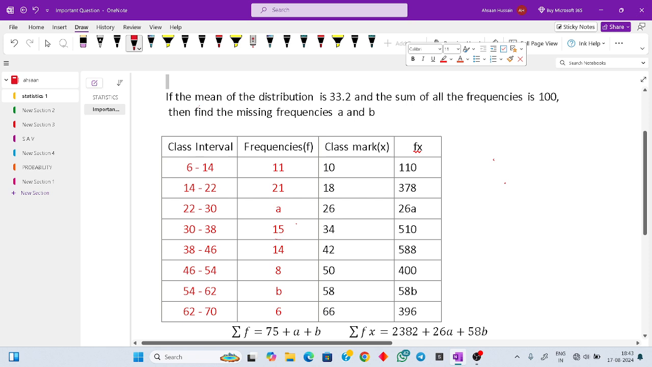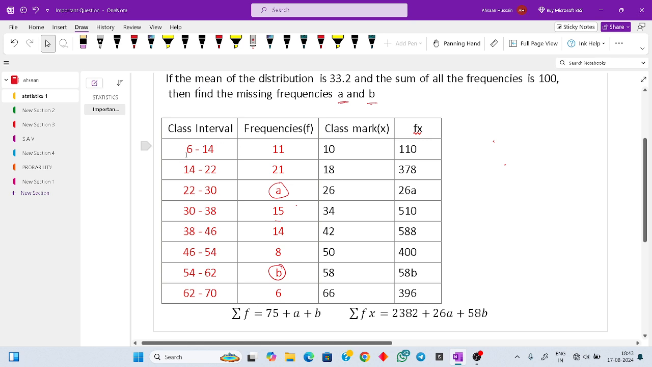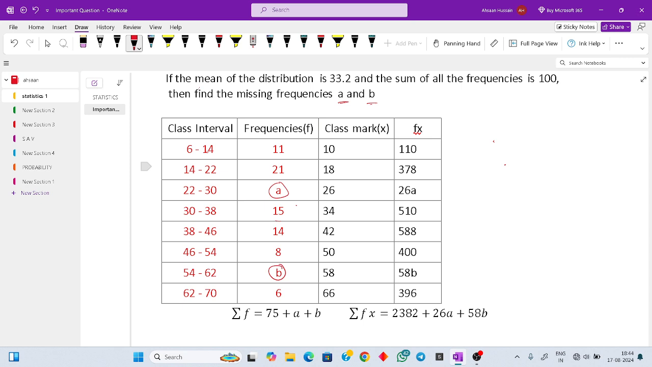So we need to find the missing frequencies A and B. See, these two frequencies are missing here. First thing first, we'll check the class interval. The class interval should be continuous. It means if it is starting from 6 and ending at 14, then the next class interval should start from 14.